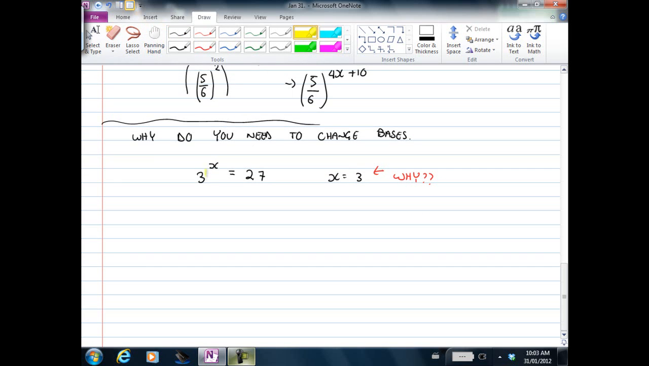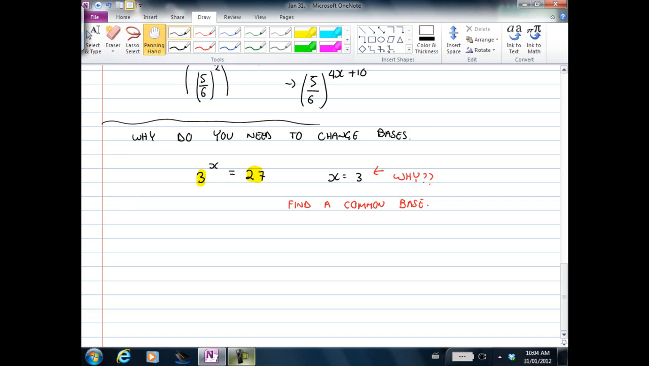Look at this 3. Look at this 27. There's a common base between the two. Try to make the bases the same. So what I want you to do is find a common base right now. Common base. Find a common base. 3 and 27. What's the lowest common base between the two?